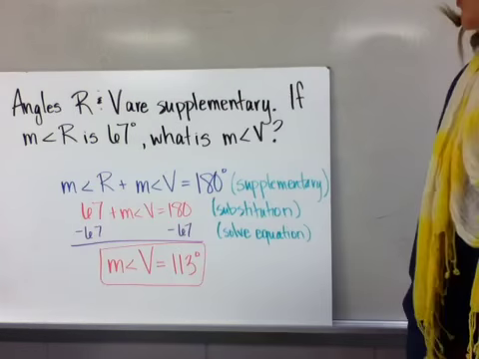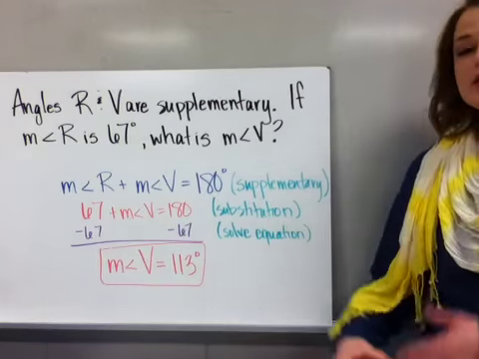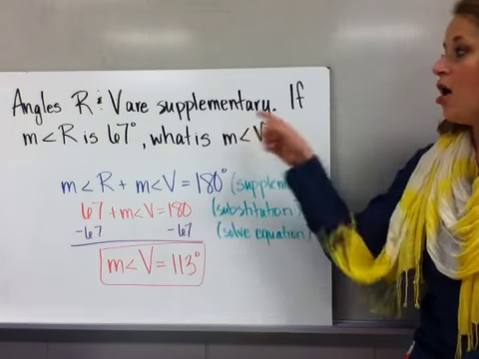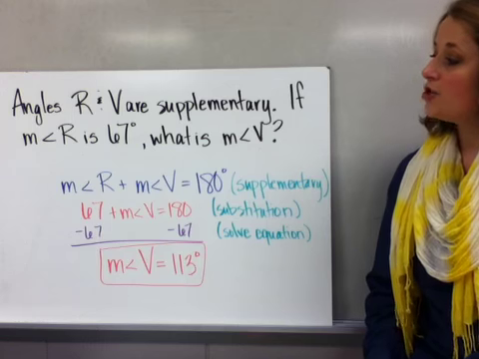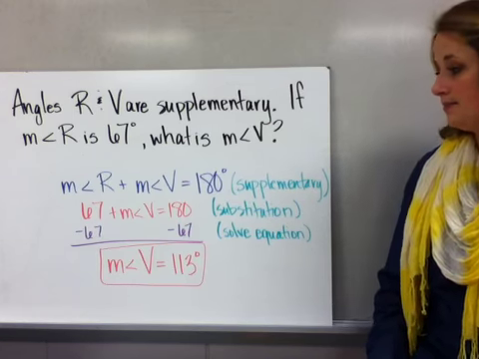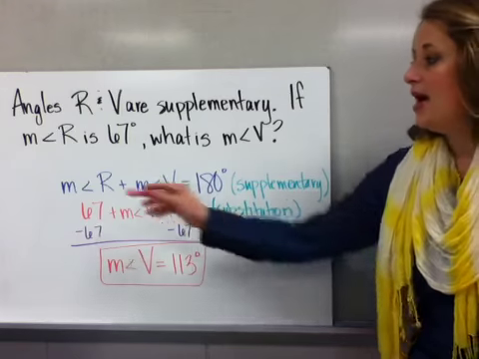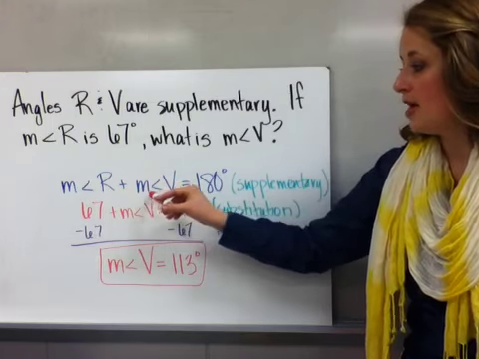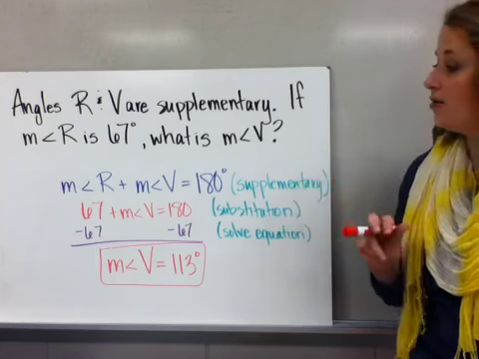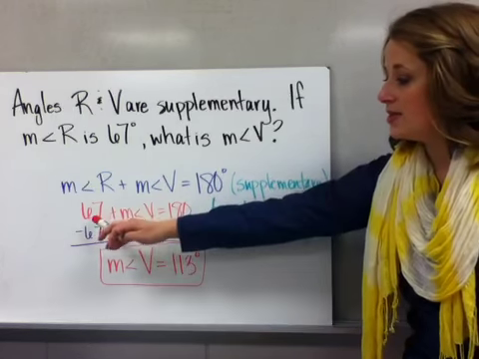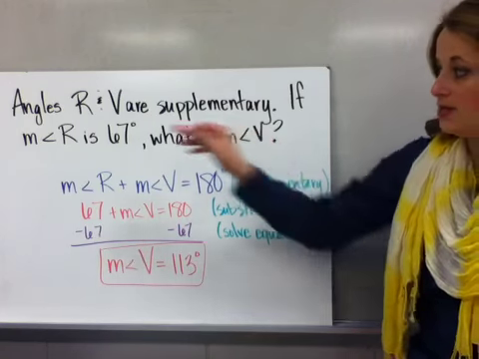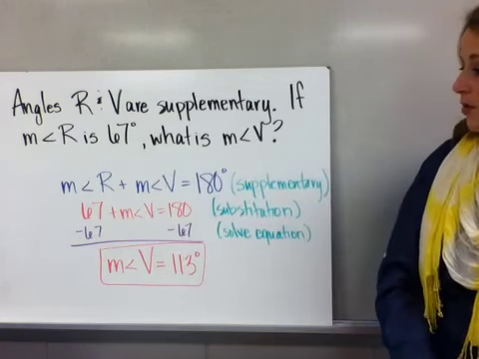Here's a situation for you. Angles R and V, so this means we're using one capital letter to represent each angle. They are supplementary. If the measure of angle R is 67 degrees, what is the measure of angle V? So start by setting it up. The measure of angle R plus the measure of angle V is 180 degrees, and that's because we know that they are supplementary angles. Then you can substitute in: 67 plus the measure of angle V equals 180, because we substituted the piece of the puzzle that we were given in the problem.